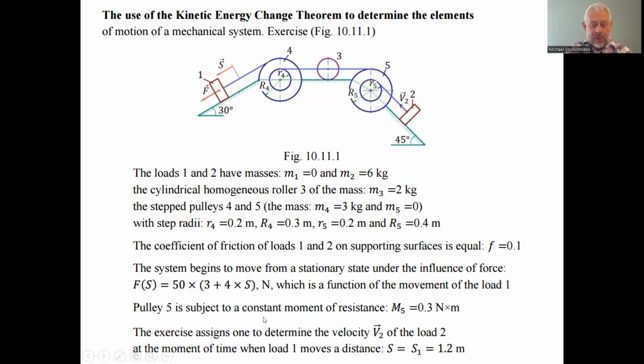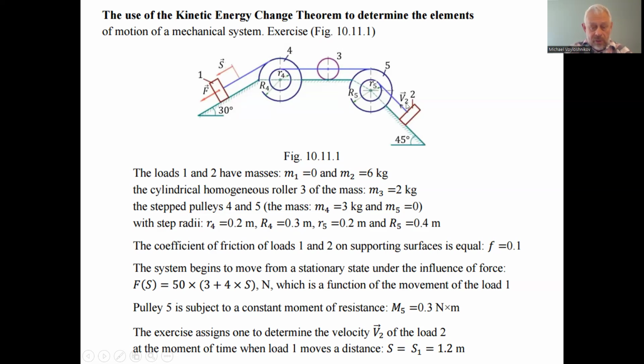Pulley 5 is subject to a constant moment of resistance. The direction of resistance is contrary to the direction of the rotation of this pulley, and load 2 experiences resistance as well, directed opposite to the direction of the motion.